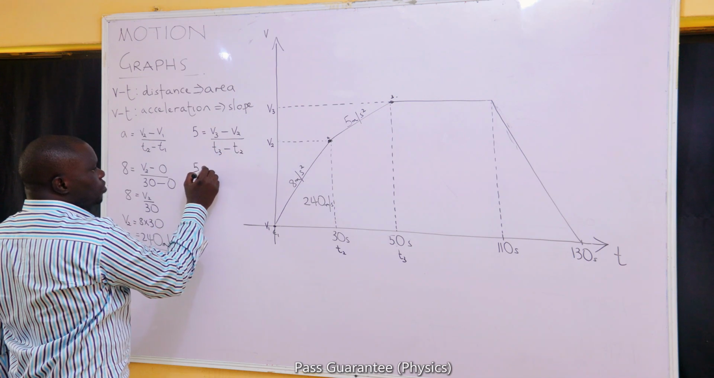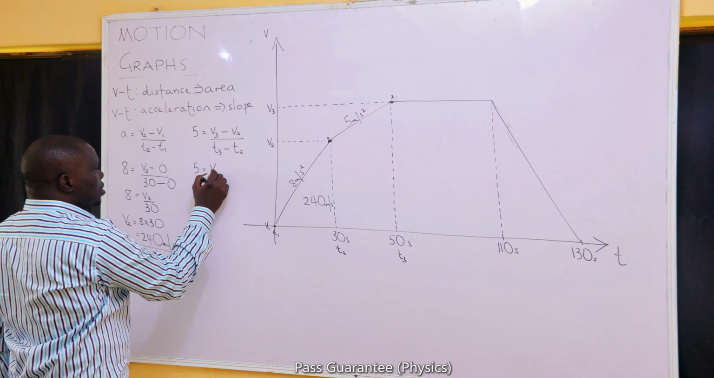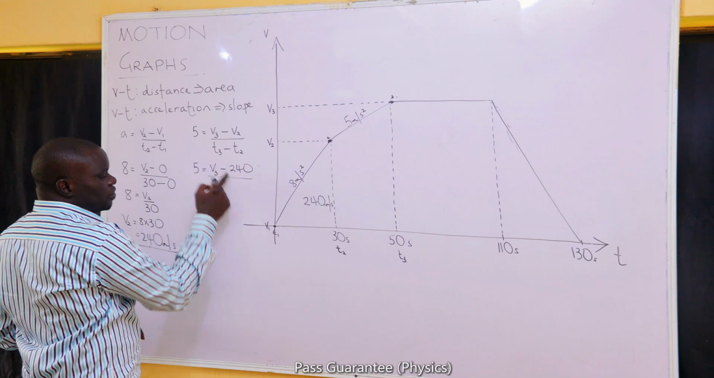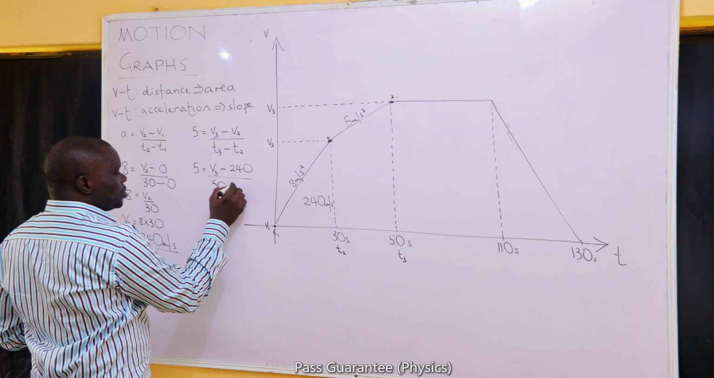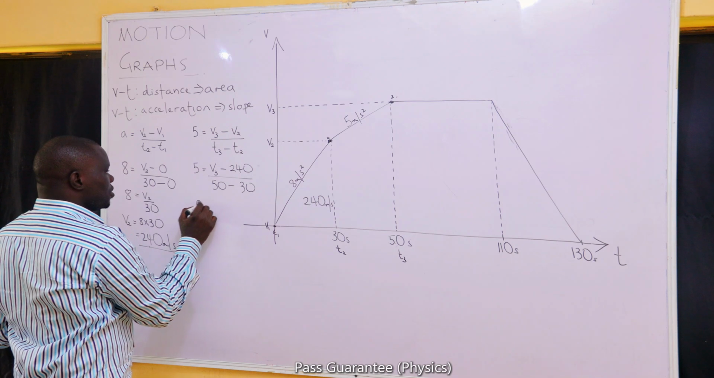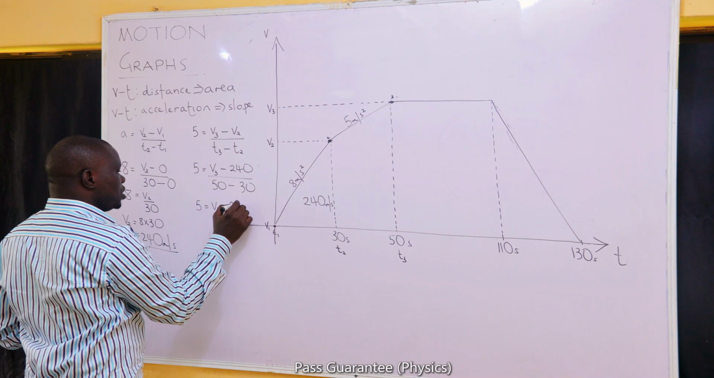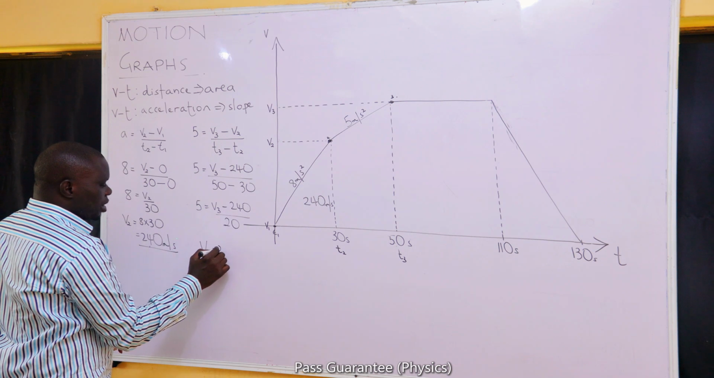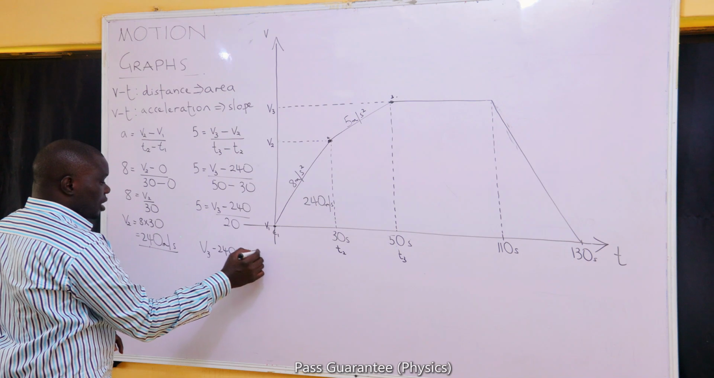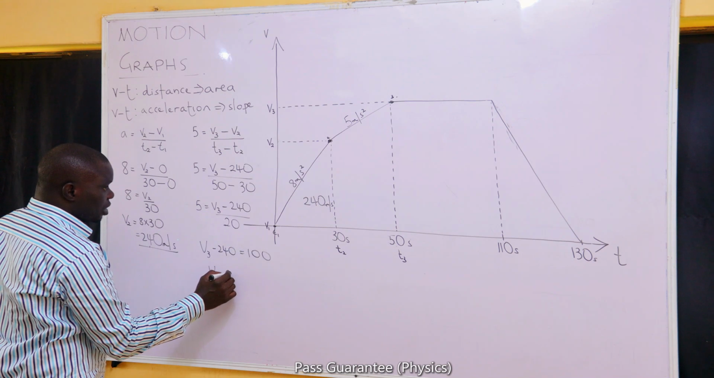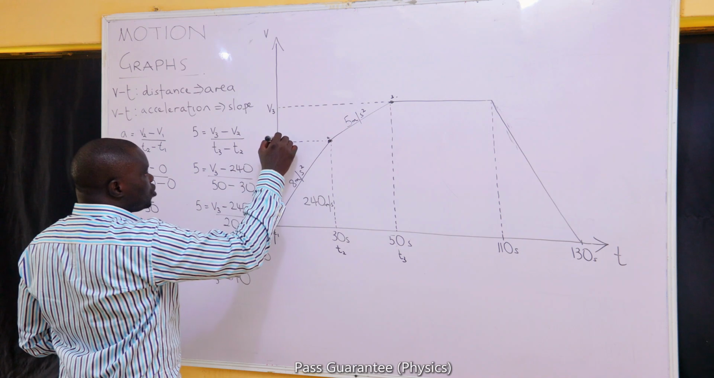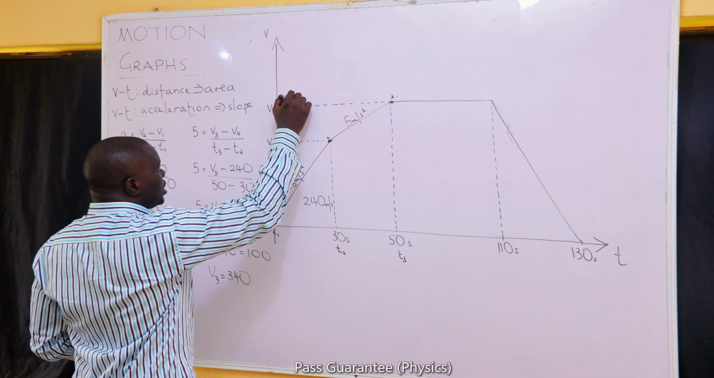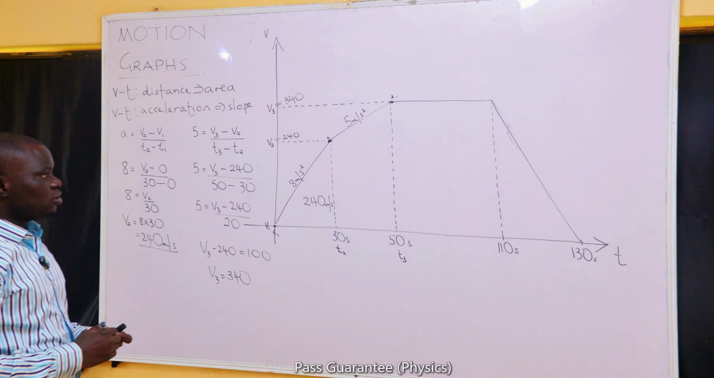So that's 5 is equal to, my V3 is not given. My V2 is now known to be 240. My T3 is given to be 50. My T2 is given to be 30. That will be 5 is equal to V3 minus 240 all over 20. If I do that, V3 minus 240 is equal to 100. Clearly, my V3 should be equal to 340. So I've been able to find V2 as 240, and I've been able to find V3 as 340. And those are the only terms in this graph that I don't know the value of.